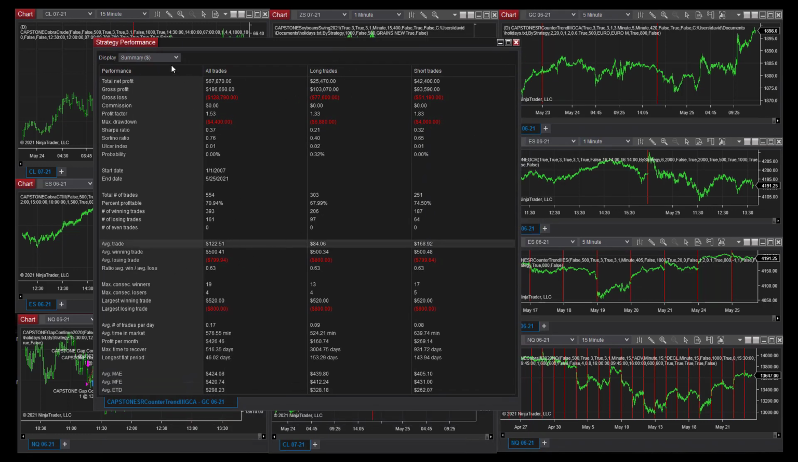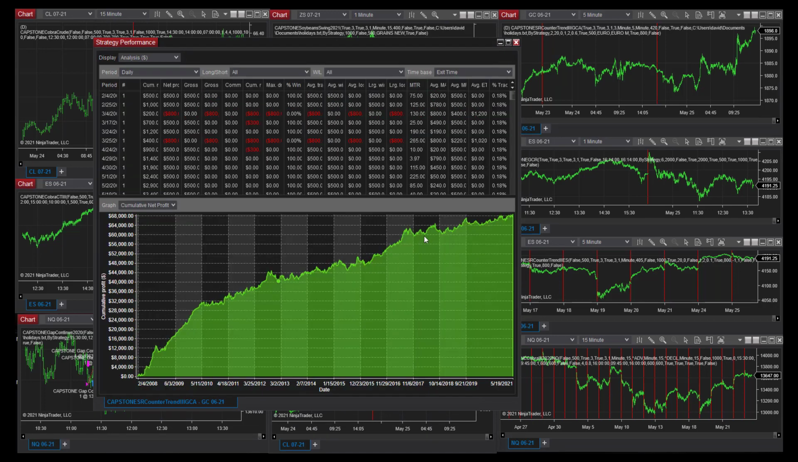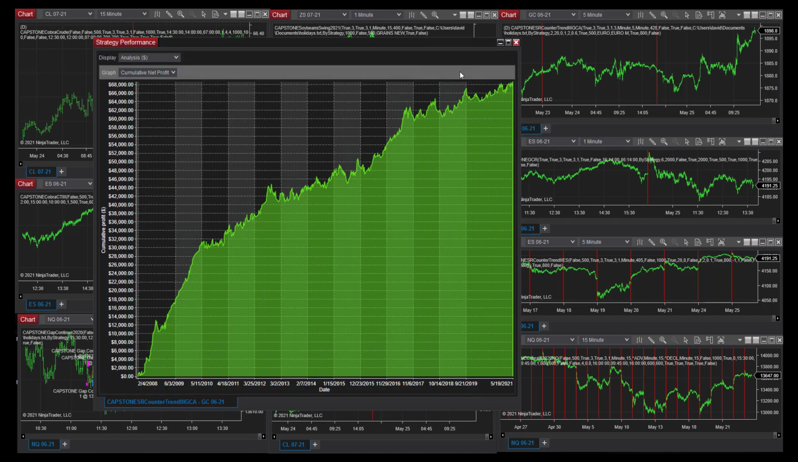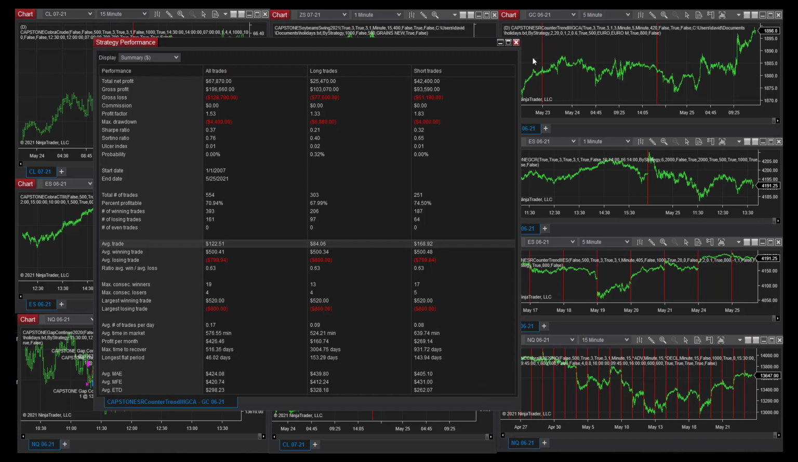122.51 average trade profit. Here is the equity curve, a smooth, higher moving equity curve. I like this performance summary, it has a good average trade profit. Works historically back to 2007.